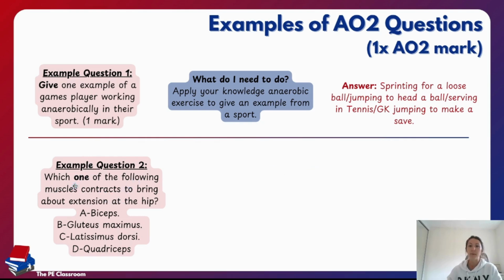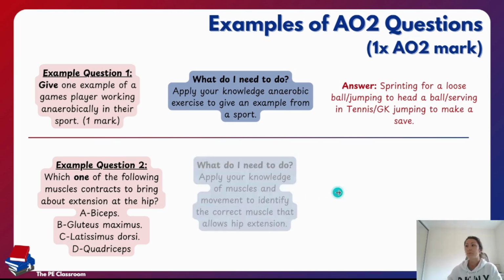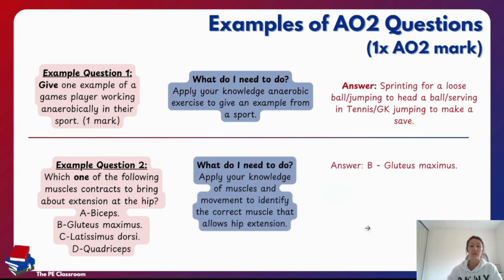This next question is very obviously similar to a multiple choice, but again at this point we're trying to distinguish the difference between an AO1 that looks like this as a multiple choice and an AO2 question. So what makes this an AO2 is it requires you to apply your knowledge of muscles contracting. So it says which one of the following muscles contracts to bring about extension at the hip. So you've got to use your knowledge of muscles, so you're not just identifying muscles, you're identifying the ones that allow extension at the hip. Okay, and so you've got your answer there. Okay, so AO2 questions but singular marks.